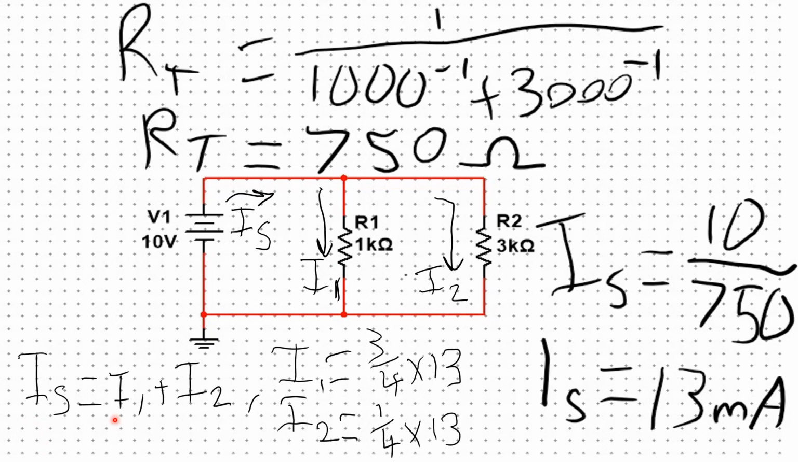As seen through this formula, which we are all very well familiar with, the source current is equal to, in this case, I1 plus I2. And using this simple current divider rule, we can get a value for I1 and I2 respectively.